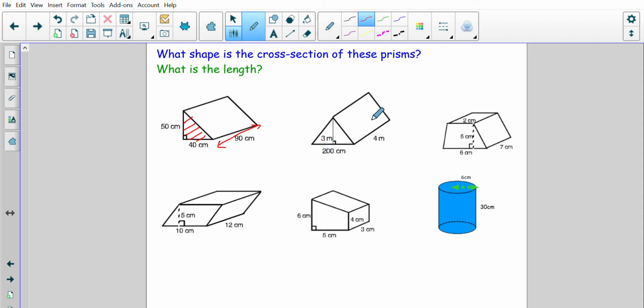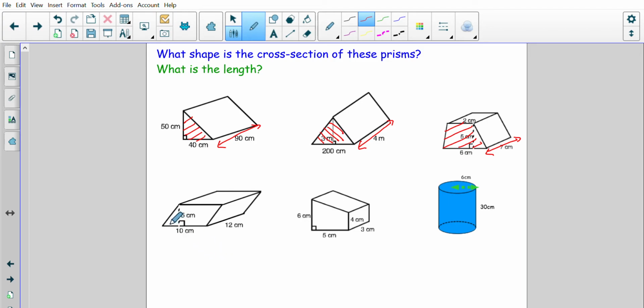So this second shape here, again, my cross section is a triangle, so I could work out the area of that triangle, and my length is 4 meters. I've got a different prism here. It's actually called a trapezoid prism. And we see it's got a trapezium at the front for its cross section. So we could work out the area of that trapezium, which we were doing a couple of lessons ago, and then we'd multiply it by the length, which is 7 centimeters.